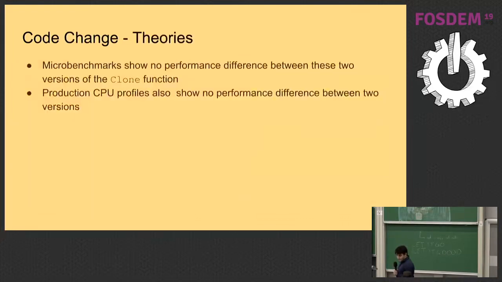So we were trying to figure out what was going on. We ran a bunch of micro benchmarks that showed no performance difference between these two versions of the clone function. Sometimes micro benchmarks lie, so we took flame graphs of both services running in production. And again, it looked like the service was spending the same amount of time in both versions of the code, so we were really confused.